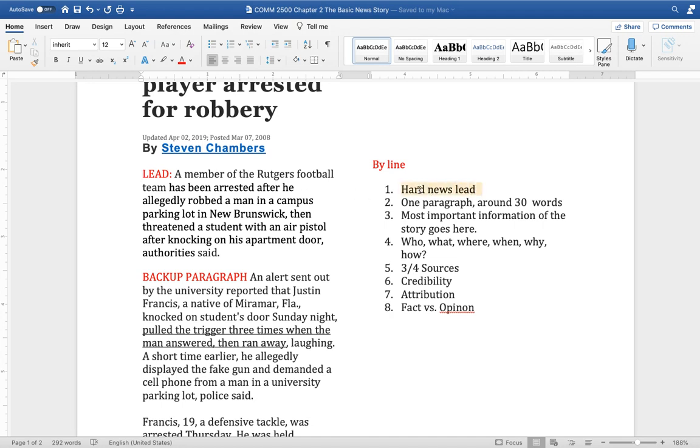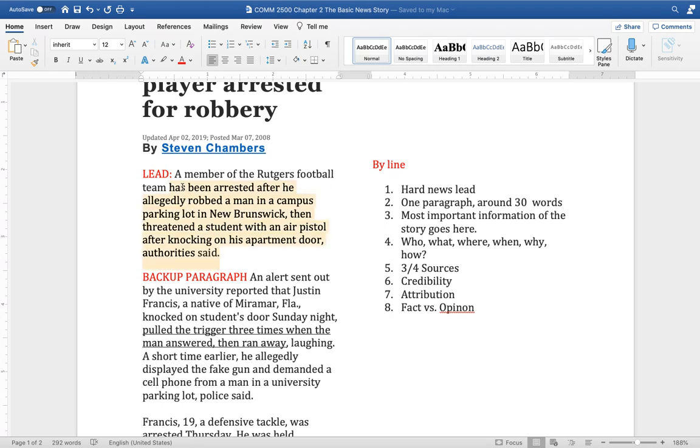So this is a hard news lead, right? "A member of the Rutgers football team has been arrested after he allegedly robbed a man in a campus parking lot in New Brunswick and then threatened a student with an air pistol after knocking on his apartment door, authorities said." So this is one paragraph and one sentence. Hard news leads are typically one sentence.